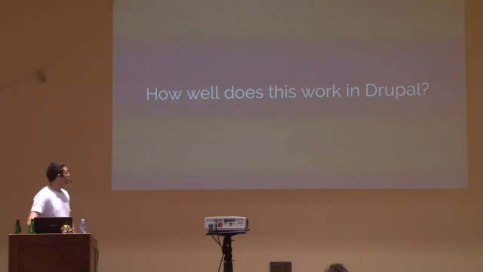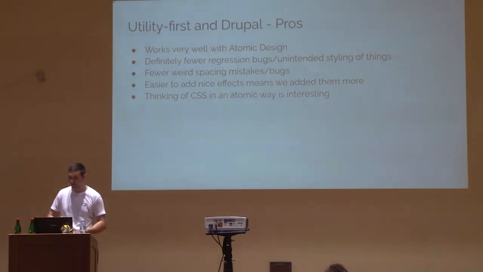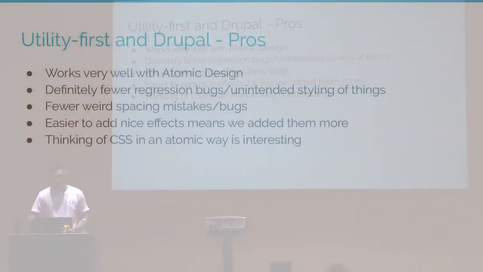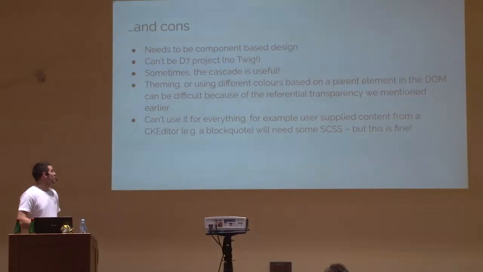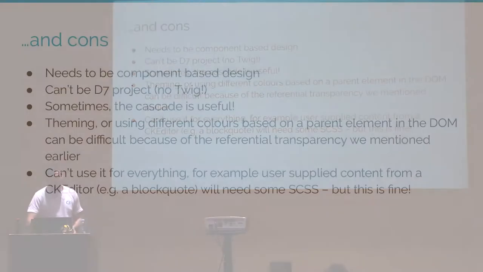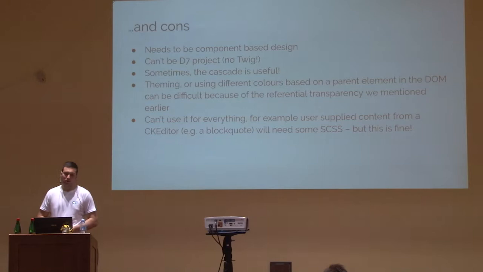So, how well does this work with Drupal? Well, it works very well with atomic design. It's definitely fewer regressions, bugs, and unintended styling, in our opinion. It's easier to add nice effects, animations, etc. Cons are maybe that the project needs to have a component-based design. We don't recommend it in Drupal 7 because there is no Twig. Sometimes the cascade can be useful, as colleagues before me talked about CSS and variables that cannot be used in this approach.